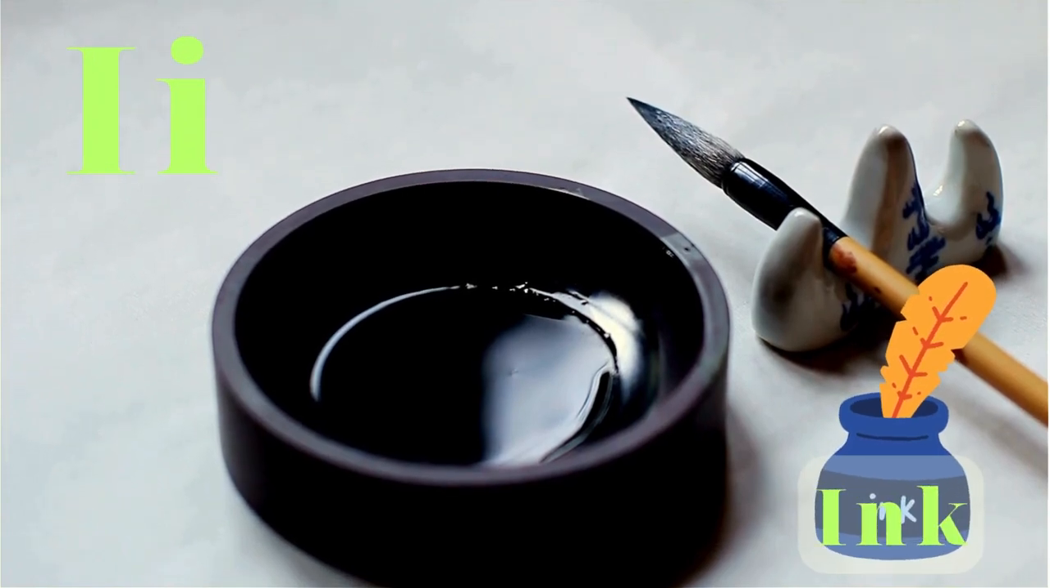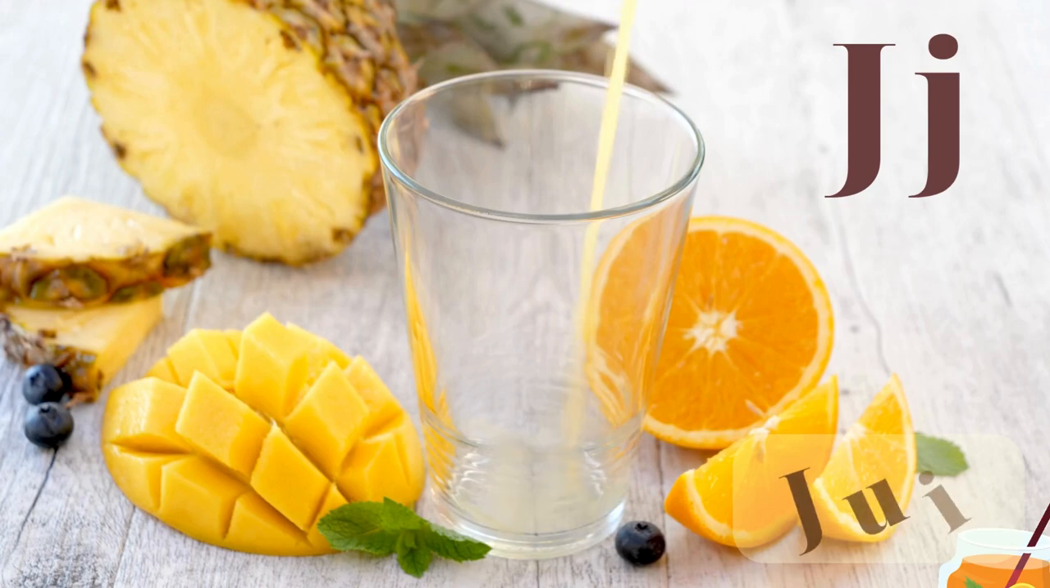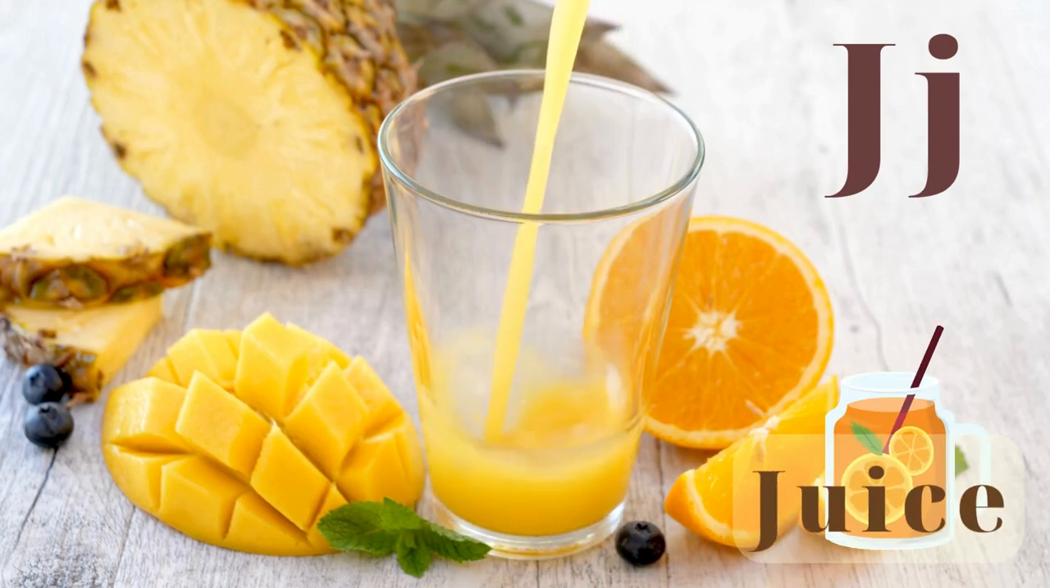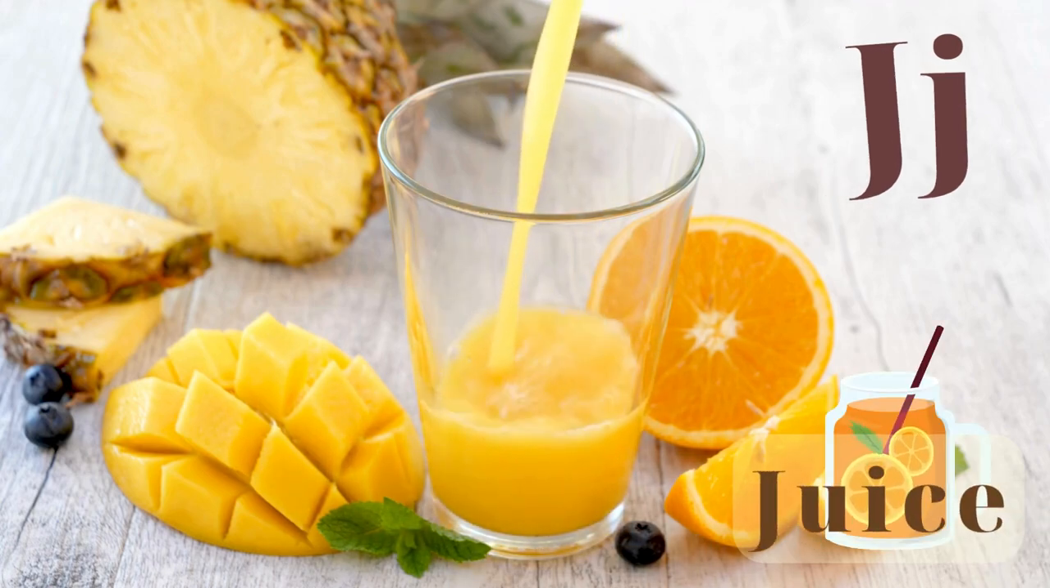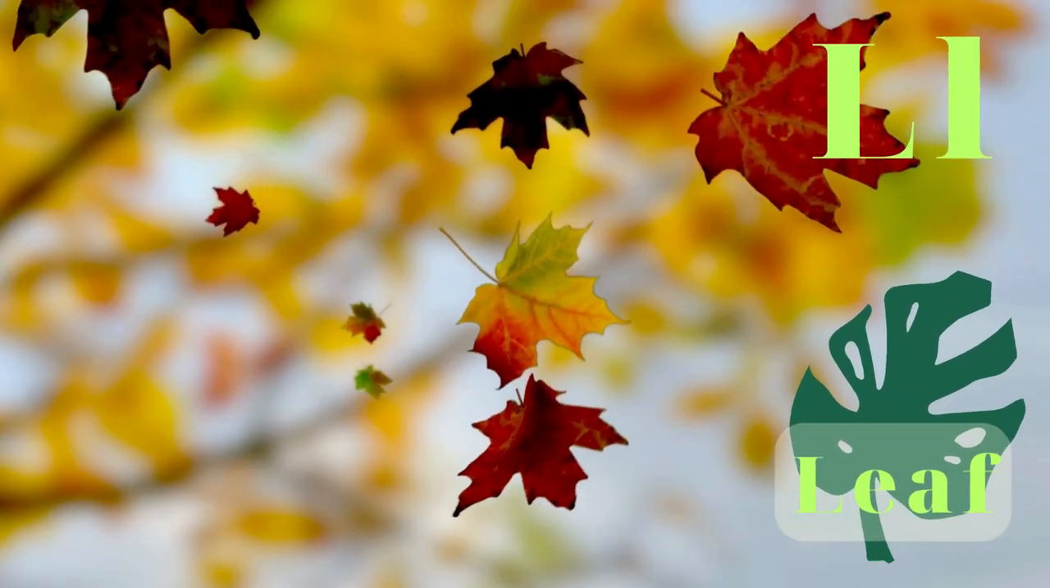I is for ink. J is for juice. K is for key. L is for leaf.